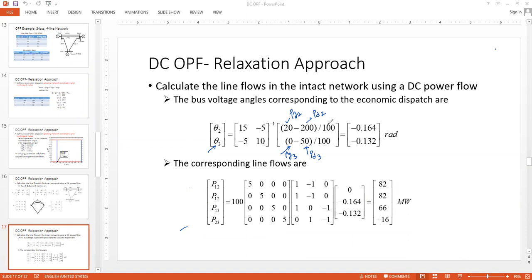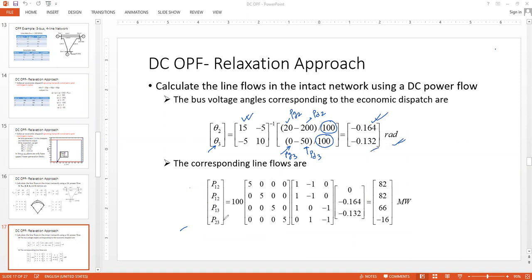And I have to convert it to per unit. So 100 MVA is my base. I'm dividing it by the base power so that I have this B prime matrix in per unit. Remember, per unit reactances or per unit admittances, so the power injection should also be converted to corresponding per unit values. That's why we are dividing it by 100. And if I calculate it, then I will get the values in radians. So these are the radian values.